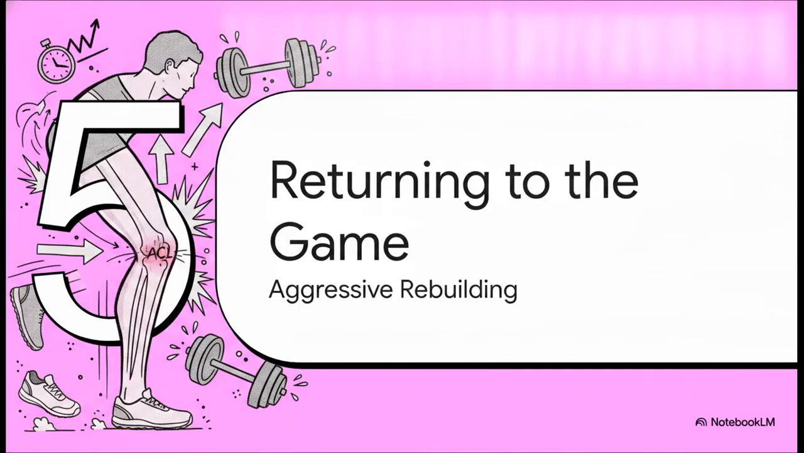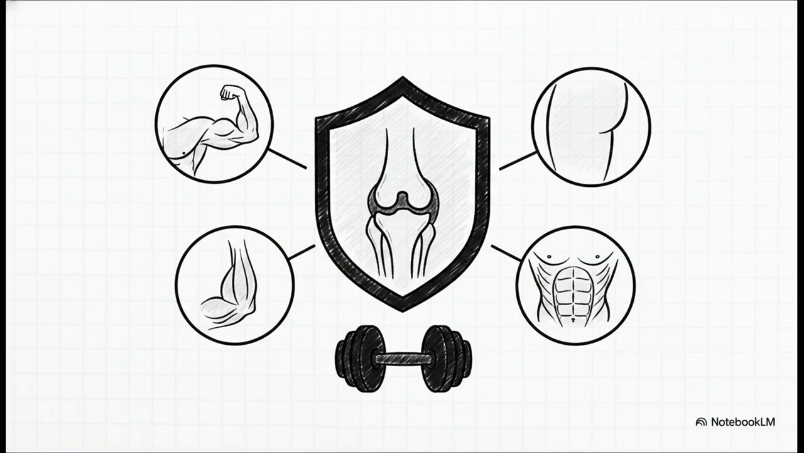And that brings us to section 5, returning to the game. This is where the aggressive rebuilding phase truly takes off. Simply put, strong muscles protect the knee. In phase 3, the primary goal is to essentially create a thick muscular shield around that vulnerable joint.